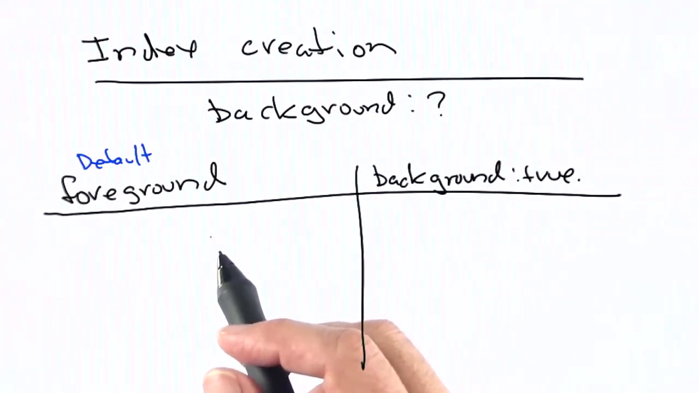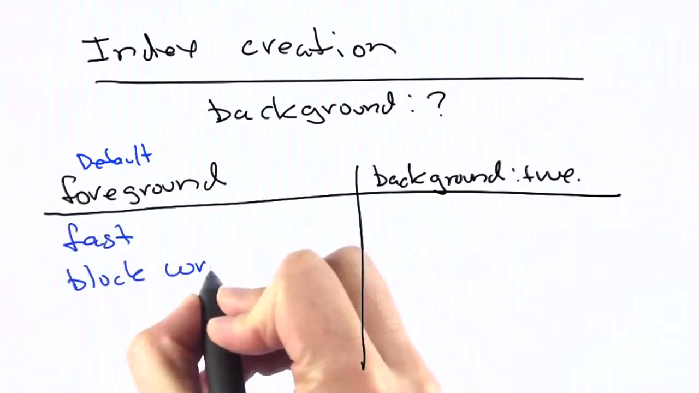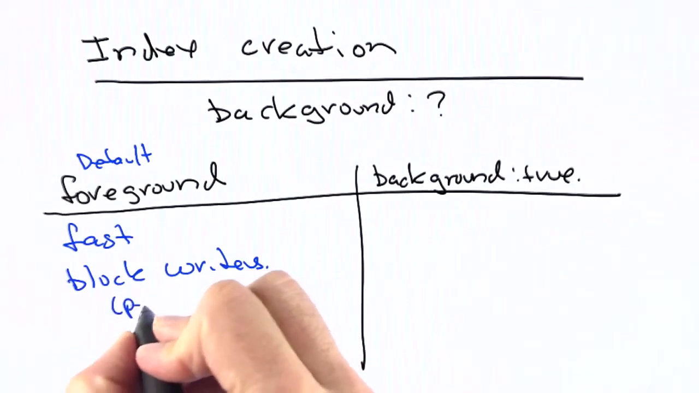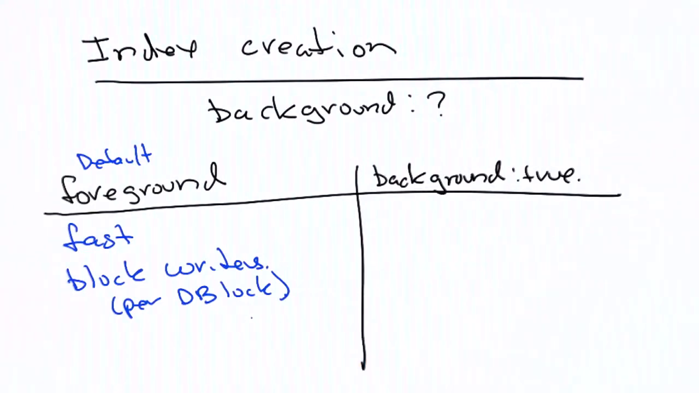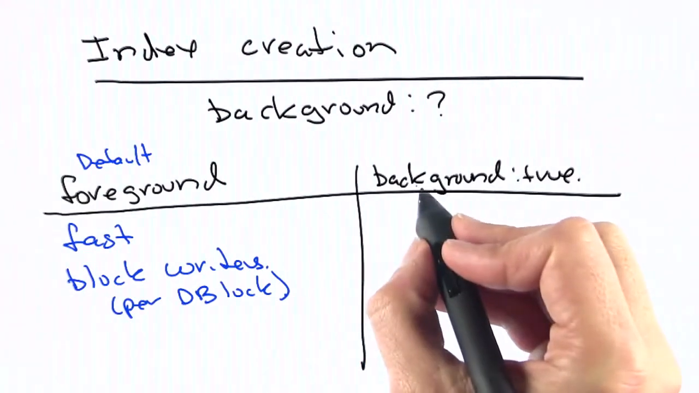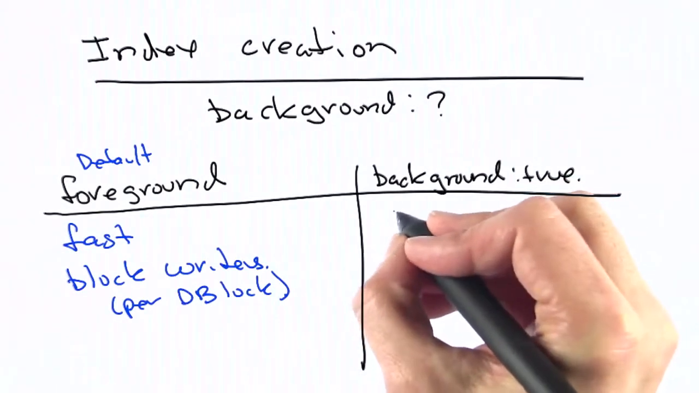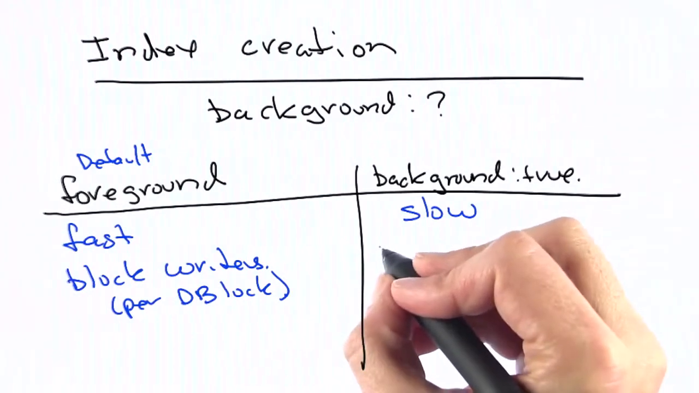If you run it in the foreground, it's going to be faster. Foreground index creations are fast, but it's going to block writers. In Mongo 2.2 and above, there is a per database lock, so it will block writers only in the same database. On the other hand, if you prefer, you can use the background true option, in which case it'll be a bit slow. We've heard reports of anywhere from twice as slow to 3, 4 or 5 times as slow. But writes can happen concurrently, and it does not block the writers.